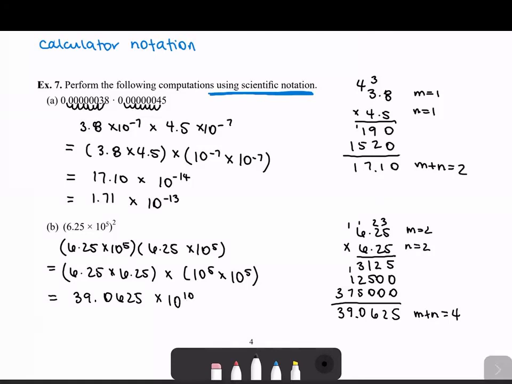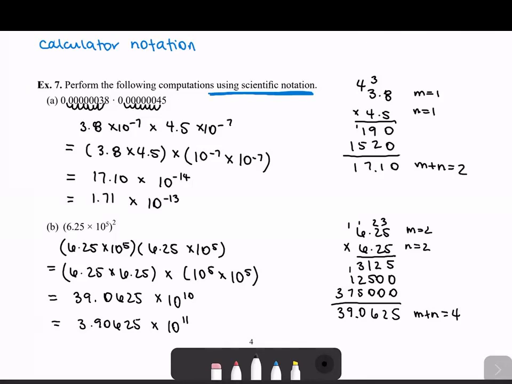And then we need to change this one a little bit to make it in correct form. So we change this to 3.90625 times 10. And we moved it one to the left. So we need to move it one more to the right to counteract that. Okay, so this is how you can do computations in scientific notation.